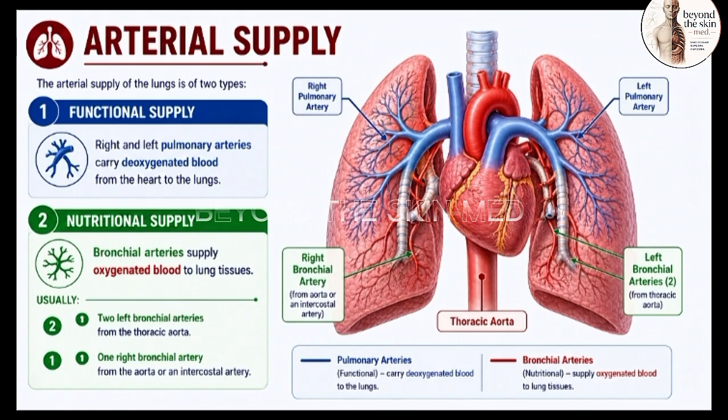Arterial supply. Under this, we have functional and nutritional supply. Functional supply. Right and left pulmonary arteries carry deoxygenated blood from the heart to the lungs. Nutritional supply. Bronchial arteries supply oxygenated blood to lung tissues, usually 2 left bronchial arteries from the thoracic aorta, 1 right bronchial artery from the aorta, or an intercostal artery.